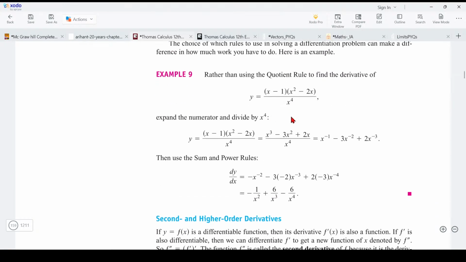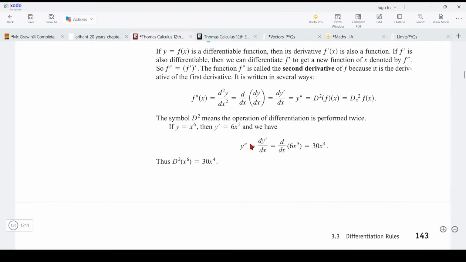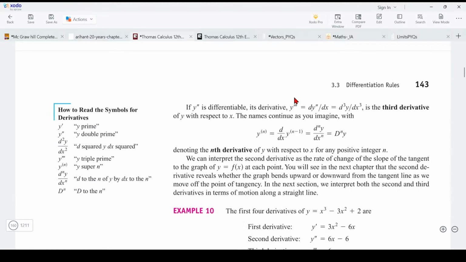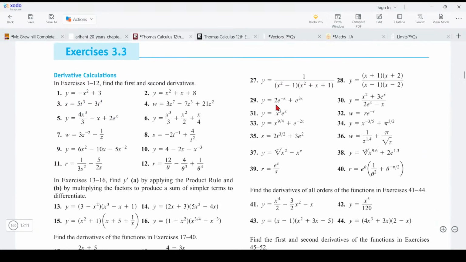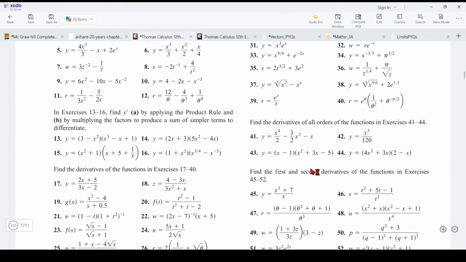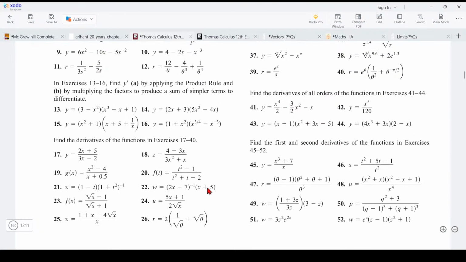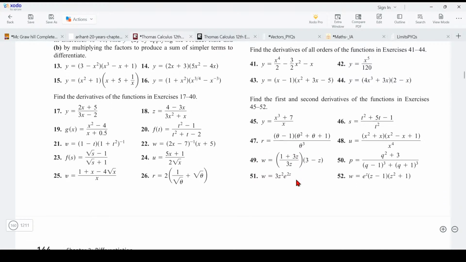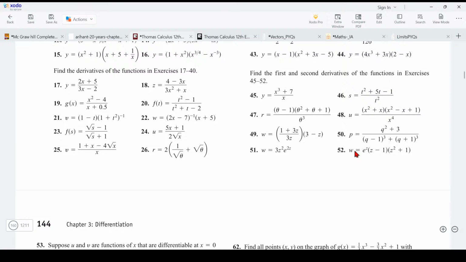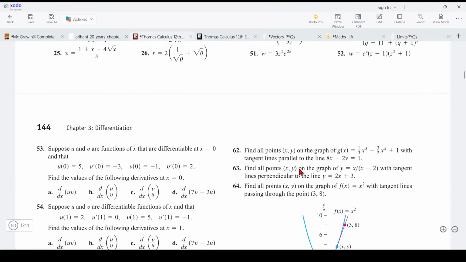You don't need this. You know how to derive higher order derivatives also. So all these derivatives you can do: u v, u by v, all these ones. You need to be a little careful.